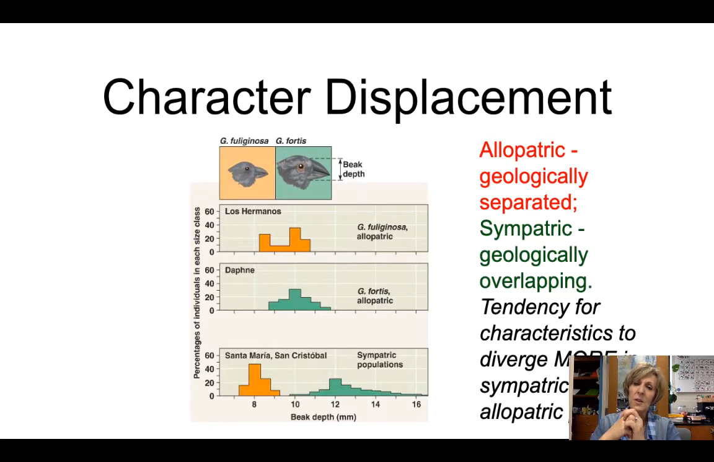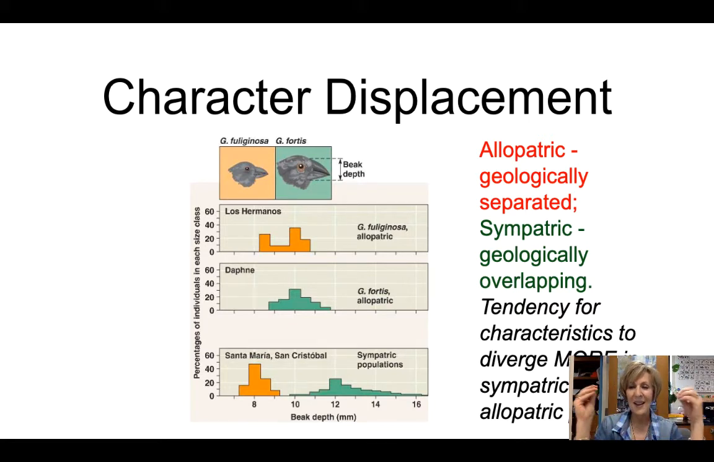So character displacement. Let's for example look at the typical example, the finch beaks. Okay, so there are some organisms that are allopatrically separated. Allo means other, patric means country. So these are two organisms that are separated geographically, like by a river or the Grand Canyon or something like that. Sympatric organisms are geographically overlapped. There's something else that makes them a little bit different, but they are in the same geographical area.